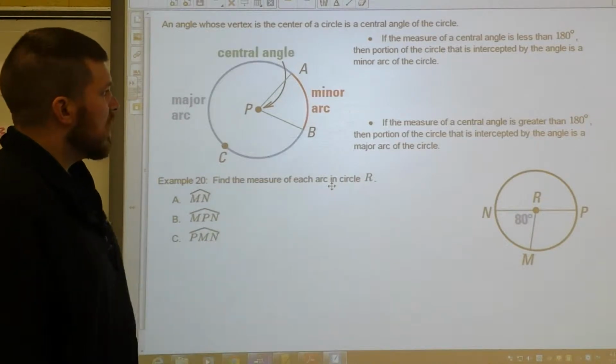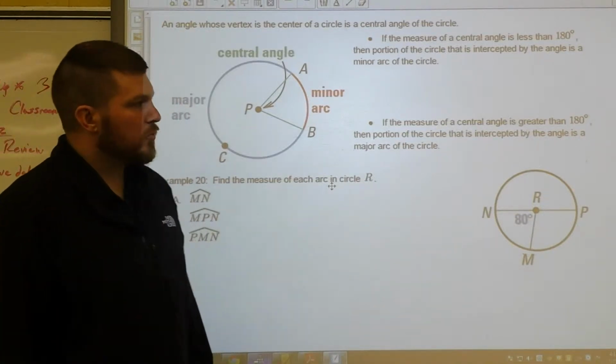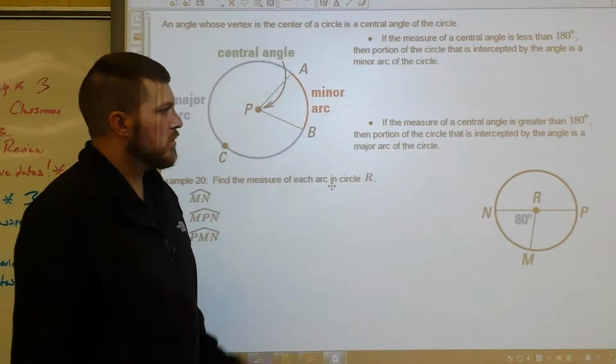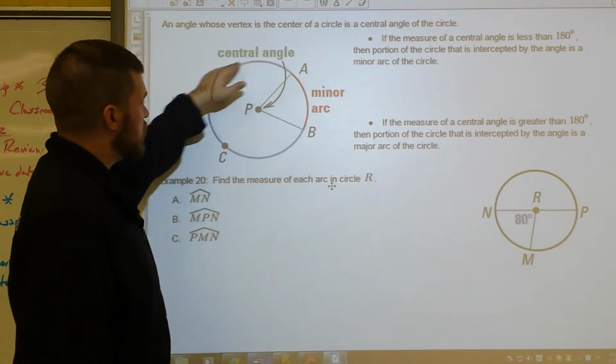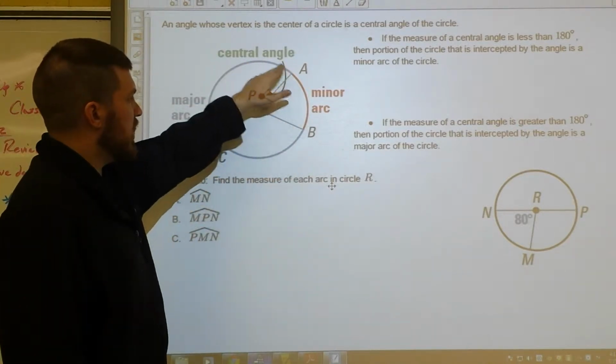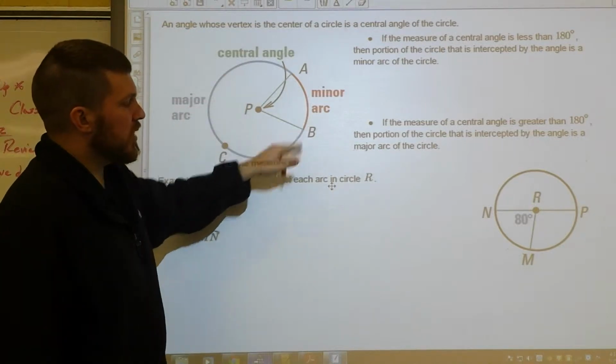So if it's less than 180, like here in red, that's obviously less than half the circle, it's called a minor arc. If the measure is greater than 180, so bigger than half the circle, then that's called a major arc. So that's what we're doing in blue. Okay, so major arc is bigger than 180.